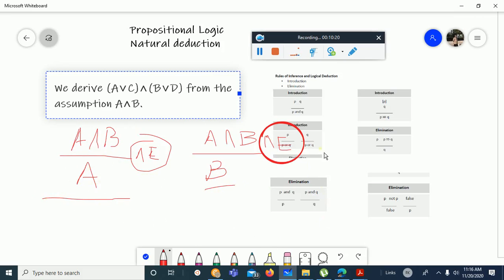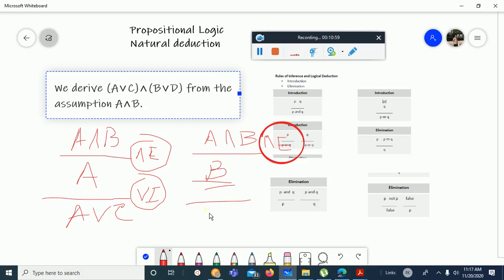So if we have any statement P, then we can write P or Q. So we can add any statement to it. Let's say C, and also we have got B. So according to this is our introduction rule.